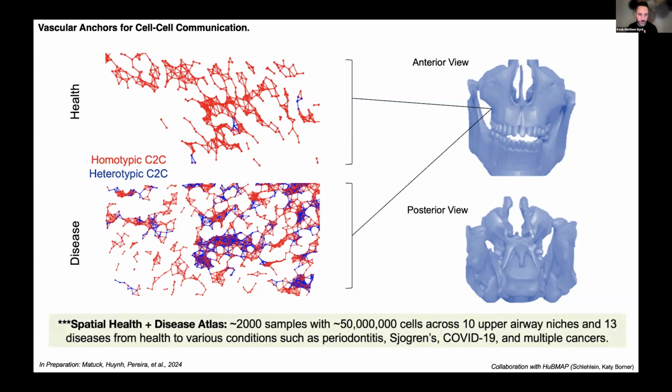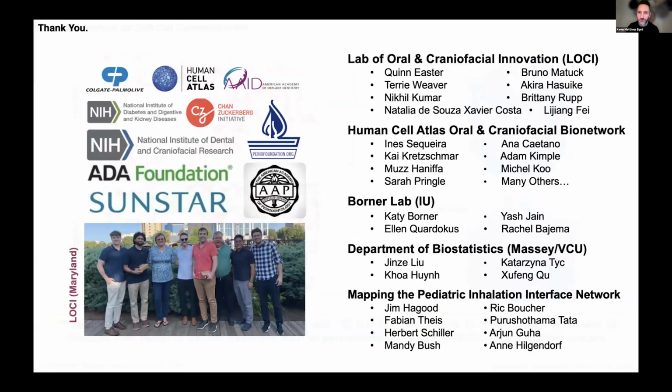I look forward to thinking about this, not just in health, but in a number of projects that are ongoing in the lab looking at both space in health and in disease. Looking forward to sharing that with you all very soon. Thank you for your attention. Looking forward to the discussion at the end.